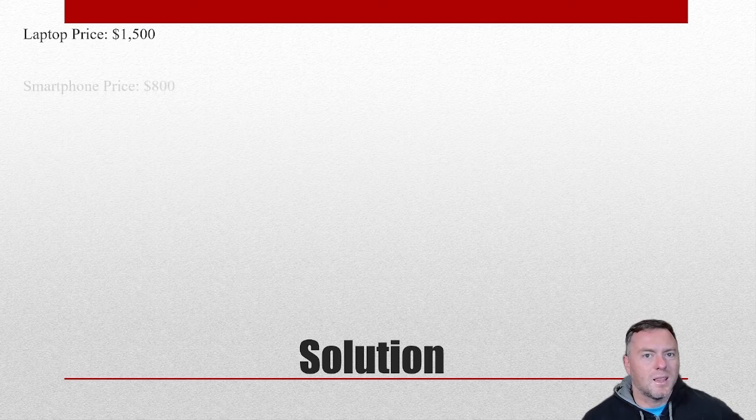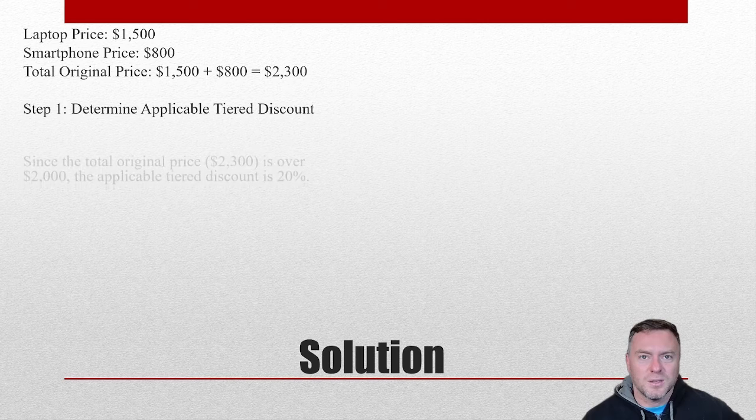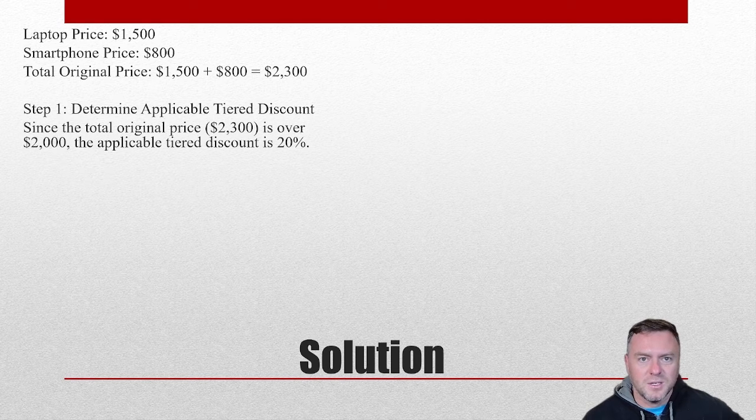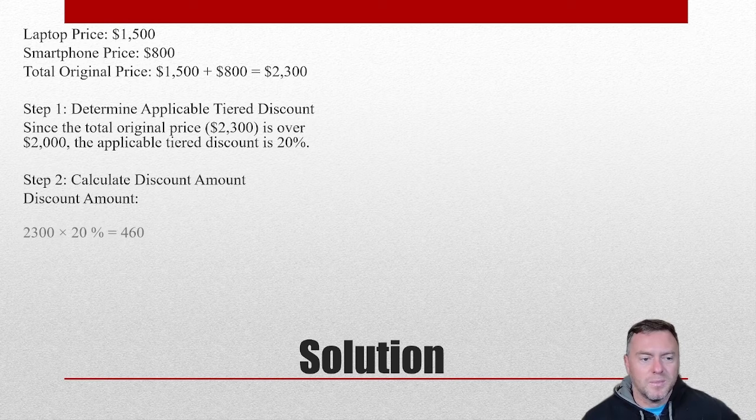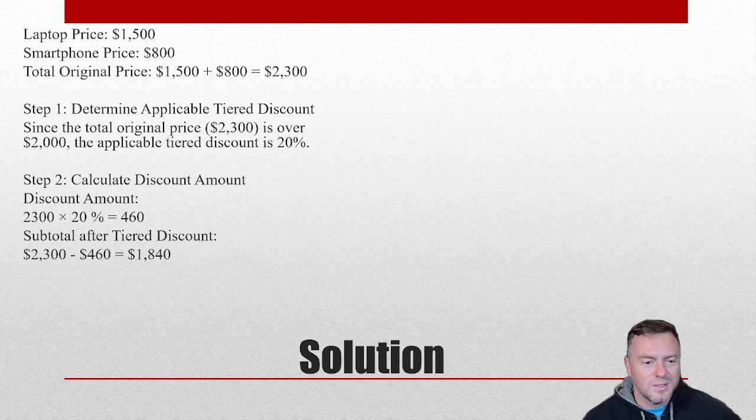So the first step is the laptop and the smartphone price is $1,500 and $800 respectively. So then the total price is $2,300, which then means it's over the $2,000. So the tiered discount is 20%. So to calculate the discounted amount, you do 2,300 times 20%, you get 460. So the subtotal after this is then $1,840.